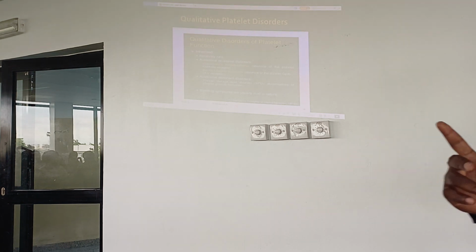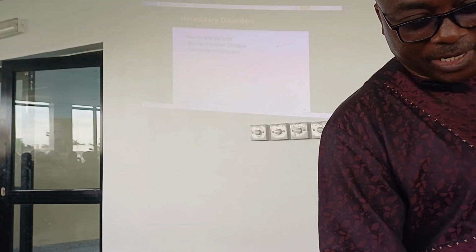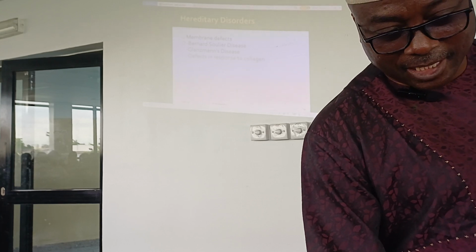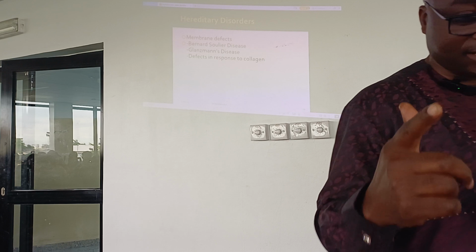Bernard-Soulier. Don't worry about this one. So, Bernard-Soulier, Glanzmann's disease. Bernard-Soulier is glycoprotein 1B deficiency.